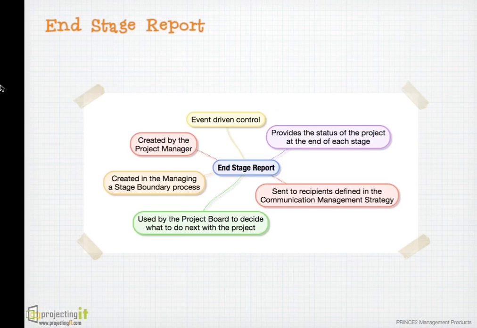End stage report is prepared again by the project manager towards the end of each stage. It is prepared in the managing stage boundary process. It helps the board to understand the status of the project at the end of each stage. It is sent to anybody who is listed in the communication management strategy. The board will use the end stage report to decide what to do next with the project. It is not prepared for the last stage because the last stage is actually the end of the project.